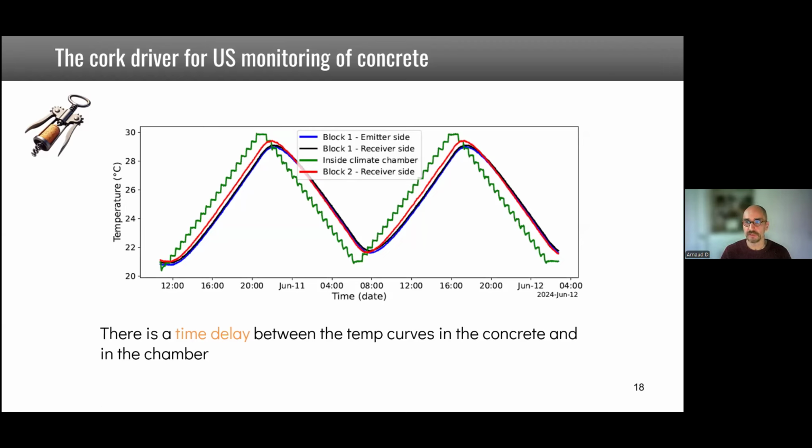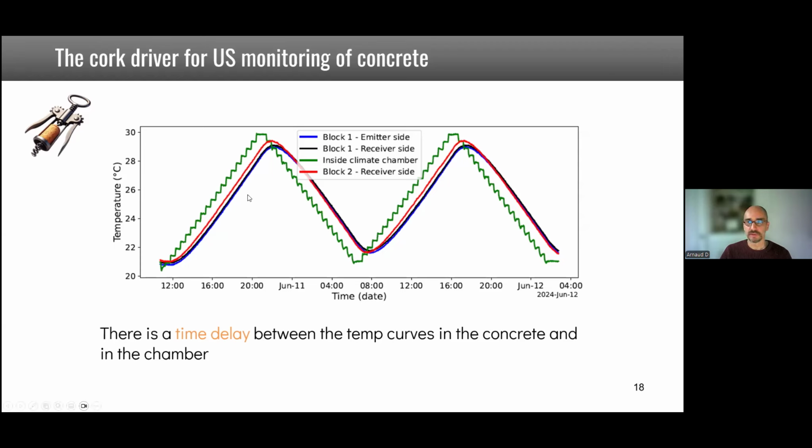You don't have a uniform temperature inside the concrete block. So it means that if we want to find a law that relates temperature and wave velocity, we have to measure at the right place. If we measure in the climatic chamber, we have a time delay.